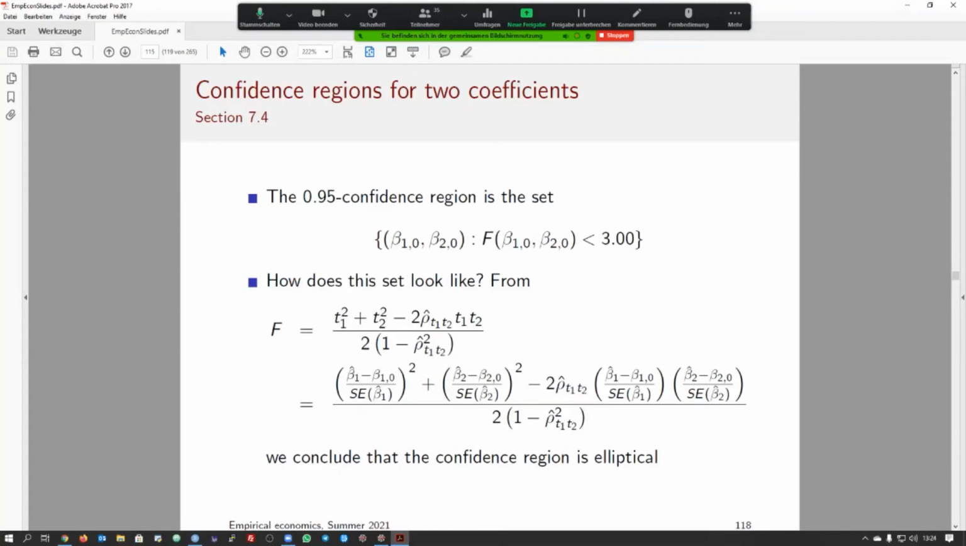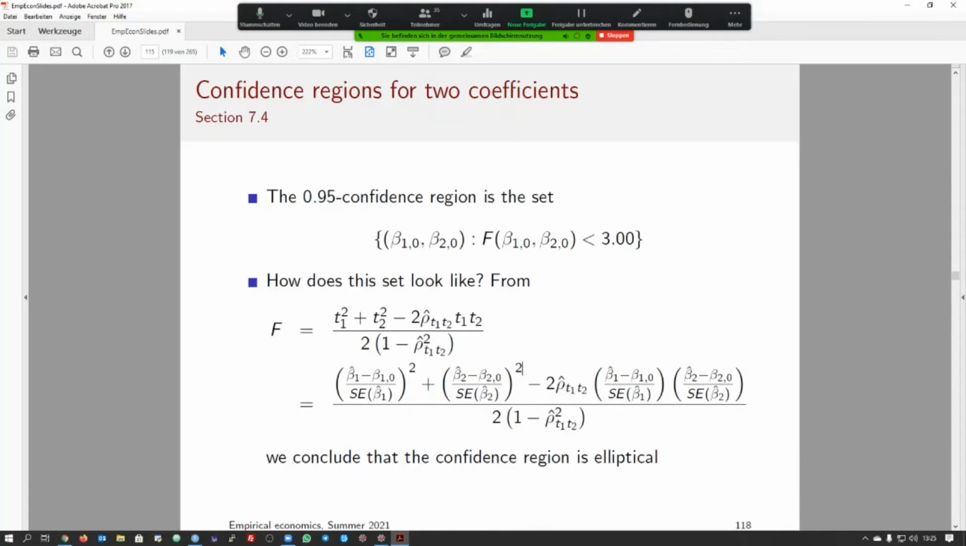Well, we already know that the F statistic was computed by the sum of the squared t-statistic of the first hypothesis and the t-statistic of the second hypothesis, minus 2 times the correlation times the product of the test statistics, and so on, divided by something. If we plug in the test statistics in here, we know the test statistic for our first hypothesis is beta 1 hat minus the hypothetical value divided by the standard error, and that one squared. Then we plug in the formula for the t-statistic for the second hypothesis in here. That one is also squared. And then on the right-hand side, we have 2 times the correlation between these two times the t-statistics of the individual hypotheses.